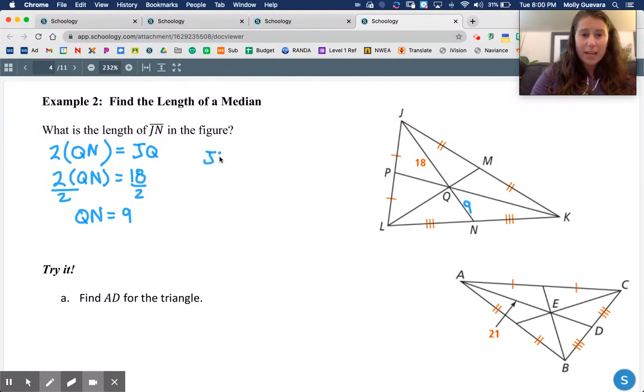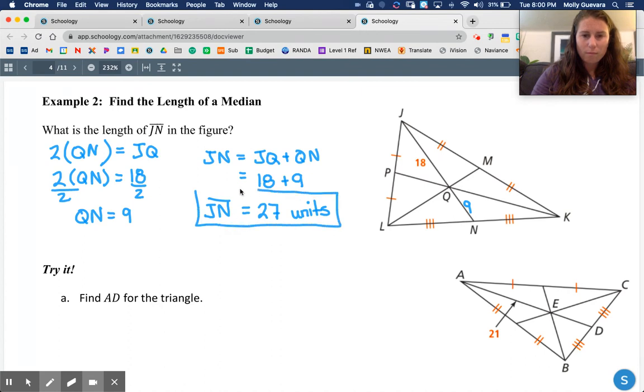Well, J to N is made up of JQ plus QN. And now I know what both of those pieces are. I know that JQ is 18, and I know that QN is 9. So when I add those together, I get 27. So that tells me that JN is 27 units long. And that's it. So just remembering that the shorter side times 2 gives me the longer side.